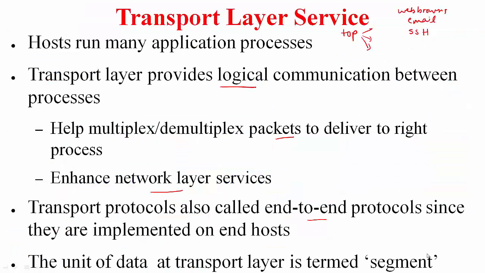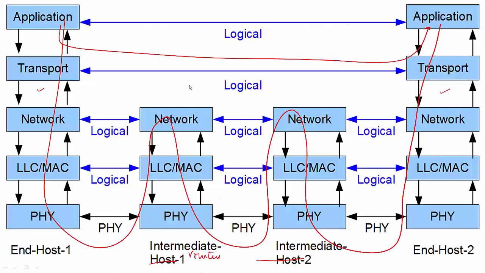Again, a terminology issue. Henceforth, we will refer to a unit of data at the transport layer as a segment. If you see in this figure, the transport layer is between the application layer and the network layer. It provides service to the application layer, and it itself takes service from the network layer. So to understand the role of the transport layer, it is useful to understand what the application requirements are and what kind of service the network layer provides.